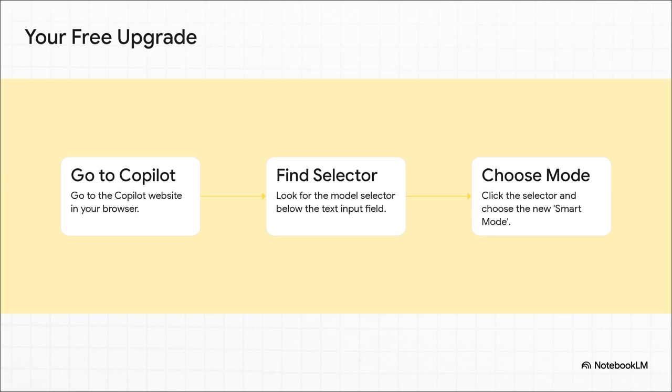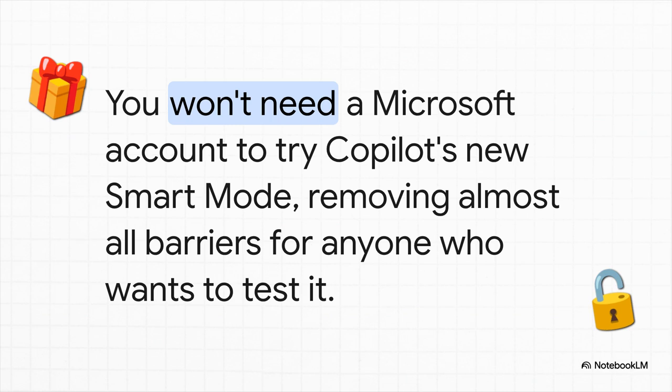First, just go to the Copilot website. Then, look right under the box where you type your prompt. You should see a little selector for the model. Just give that a click, choose the new Smart mode, and boom. That's it. You are now using the upgraded AI. And get this, this is the crazy part. You don't even need to be signed in to a Microsoft account to use it. They've basically removed all the barriers to entry. It's one of the easiest, most accessible launches of a brand new AI model we've ever seen.